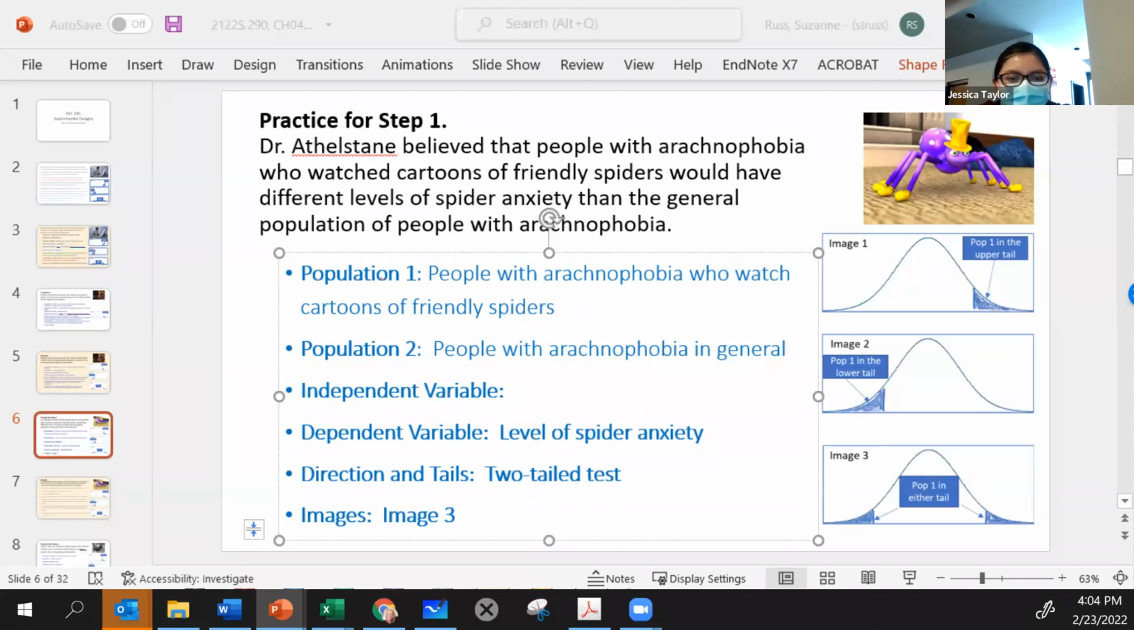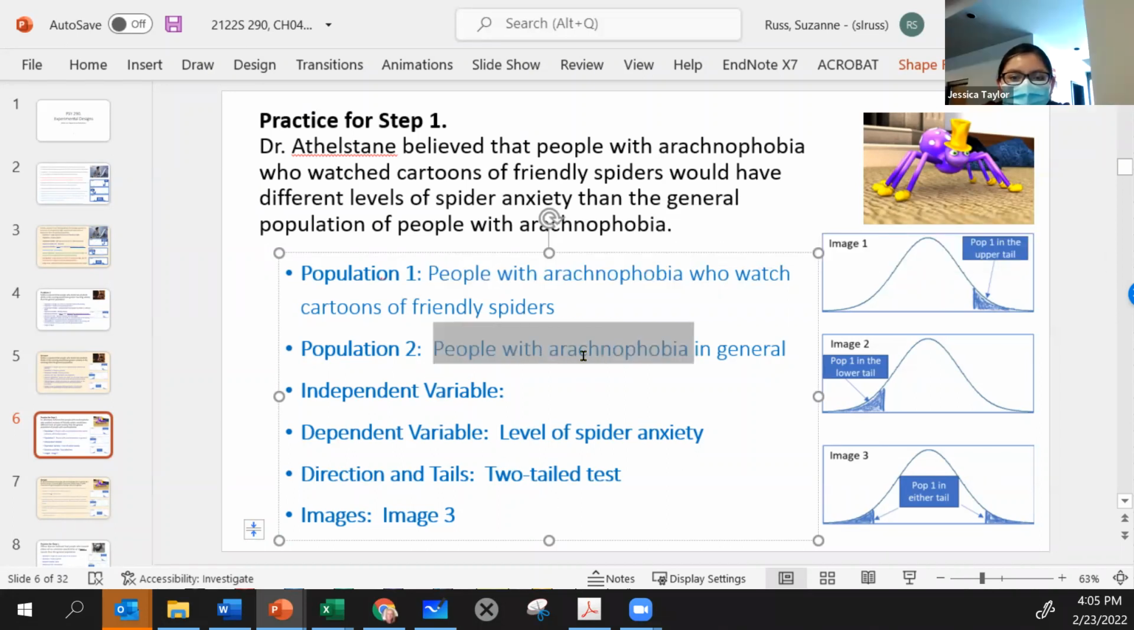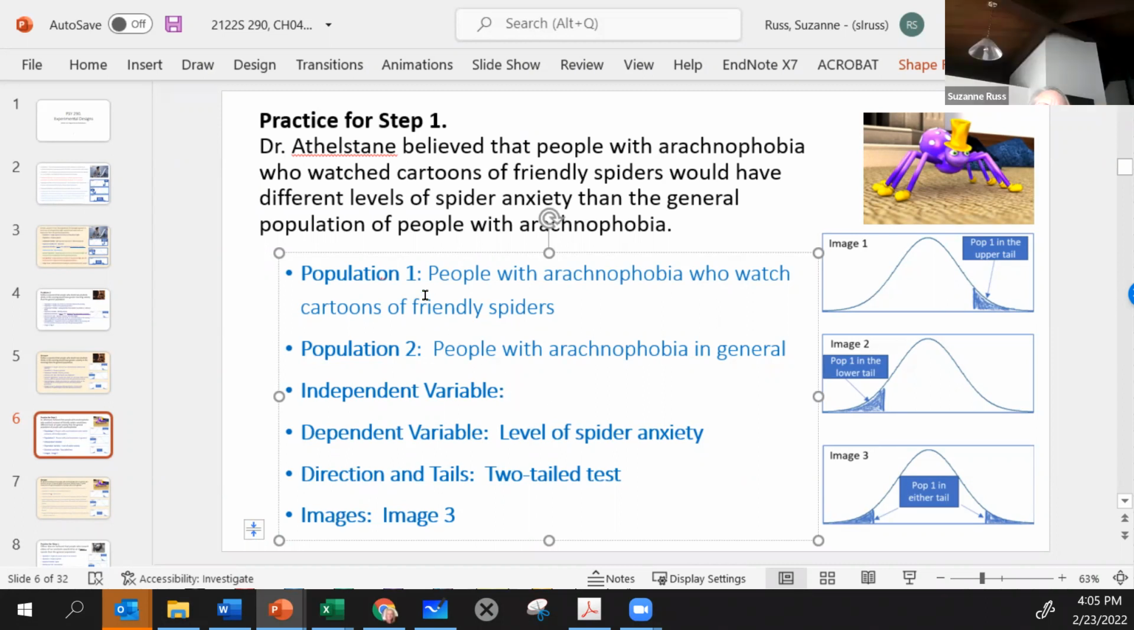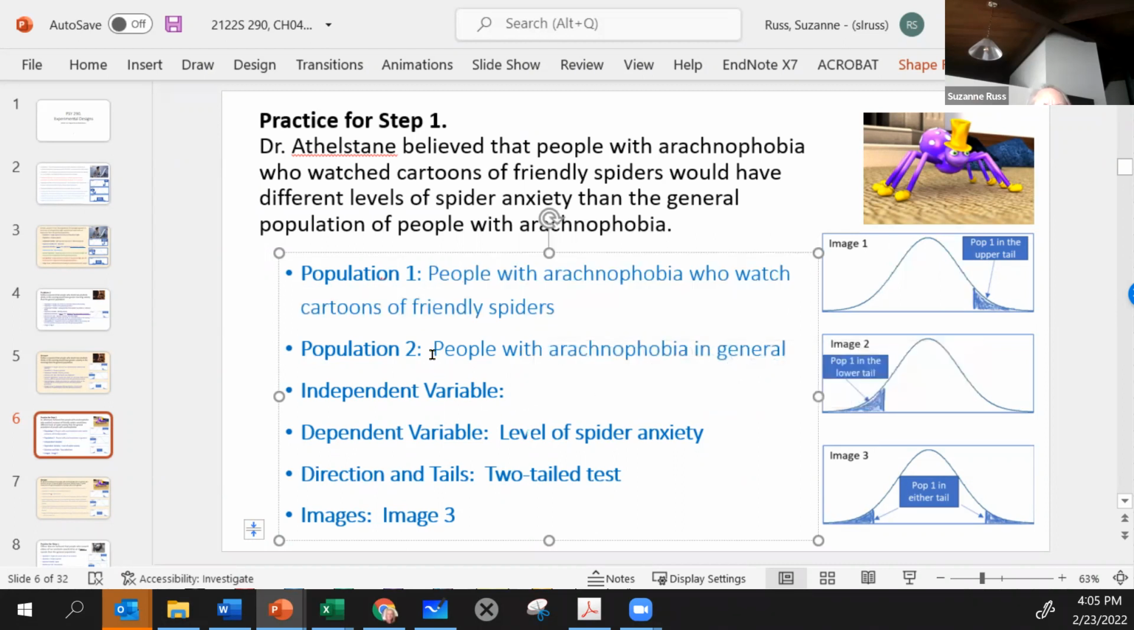The independent variable has... it's about arachnophobia. So in population one, we have people with arachnophobia. And population two, we have people with arachnophobia. What's different? People who don't have arachnophobia? Nope. We're comparing these two populations. Population one, people with arachnophobia who watch cartoons of friendly spiders. We're comparing them with population two, people with arachnophobia in general.